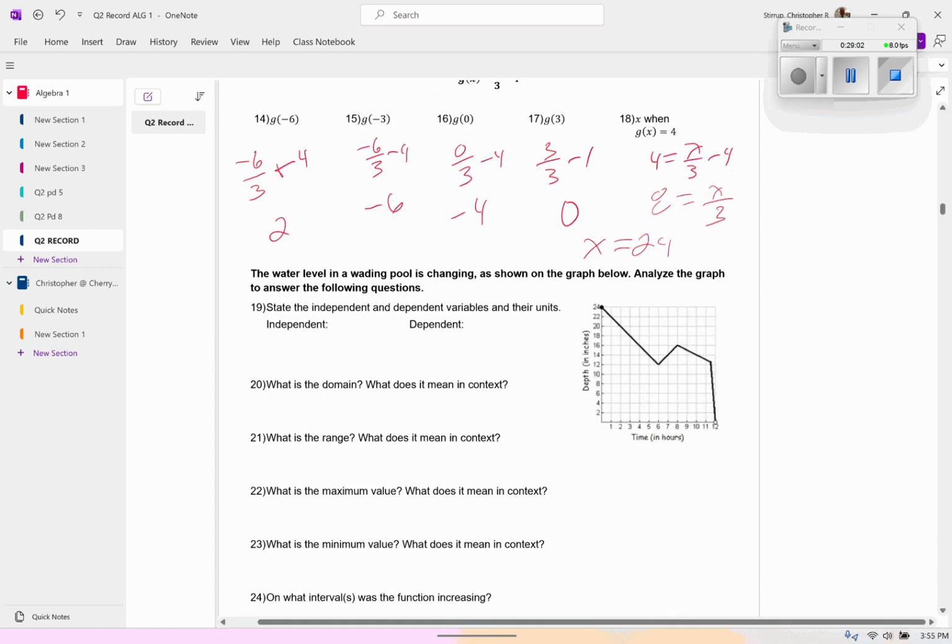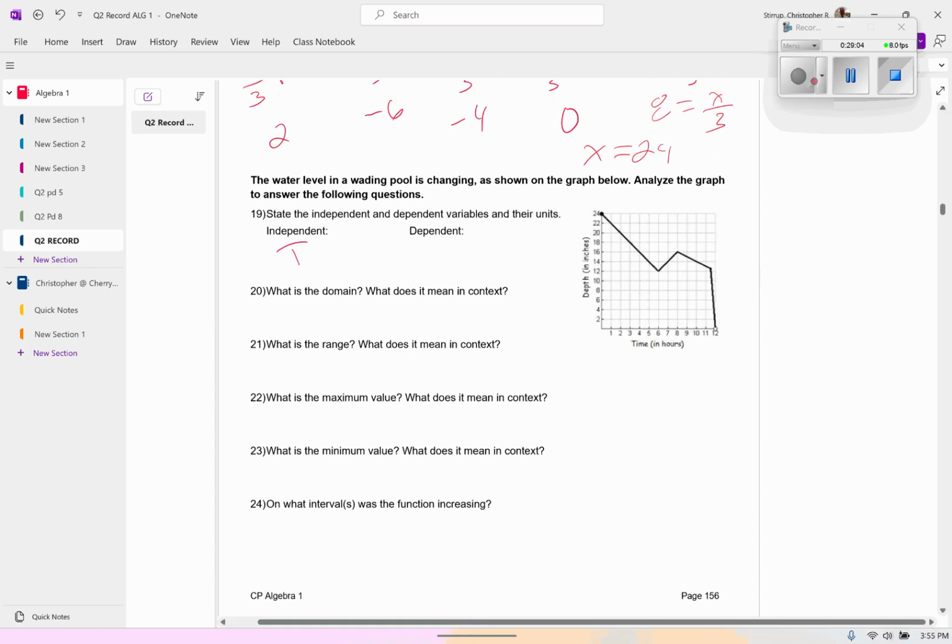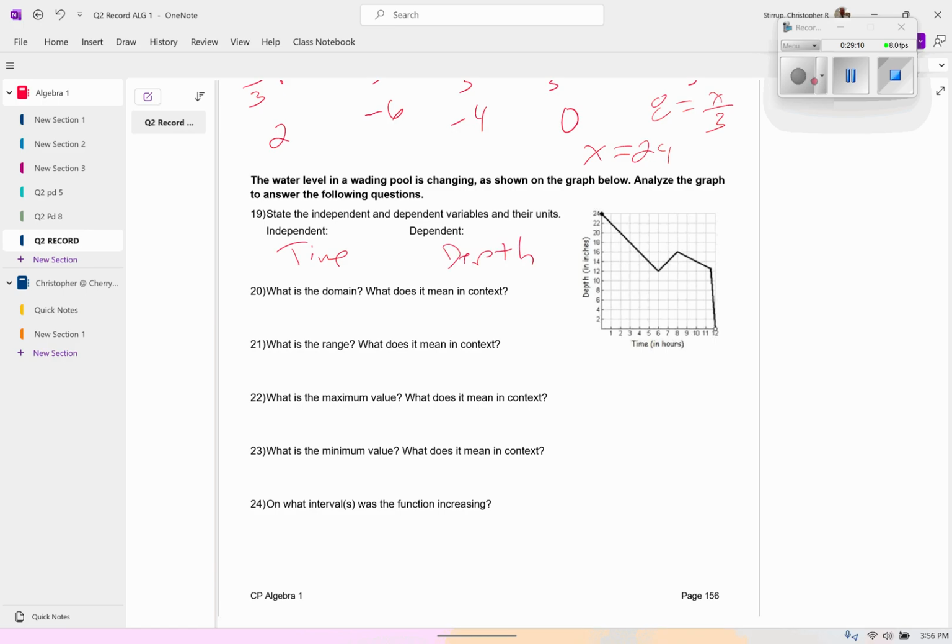Cool. Independent is time. Dependent is depth. Okay, what is the domain? From 0 to 12. So this is 12 hours our event takes place. What is the range? It goes from 0 all the way up to 24.